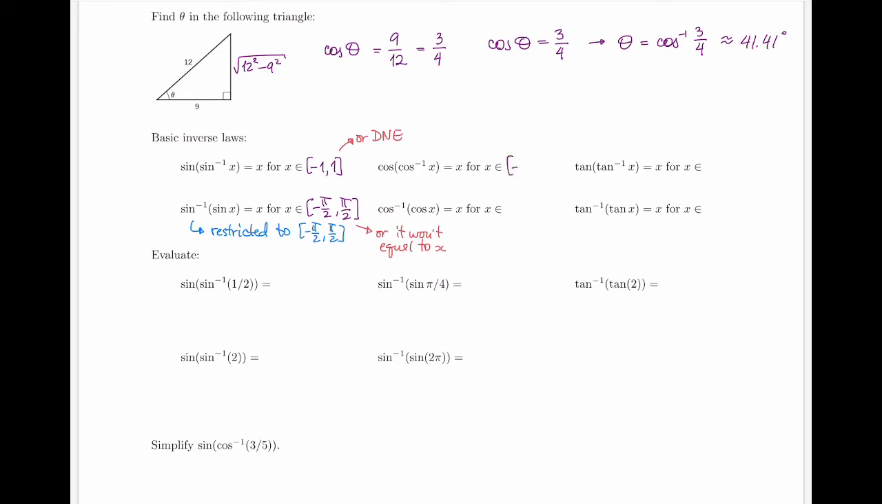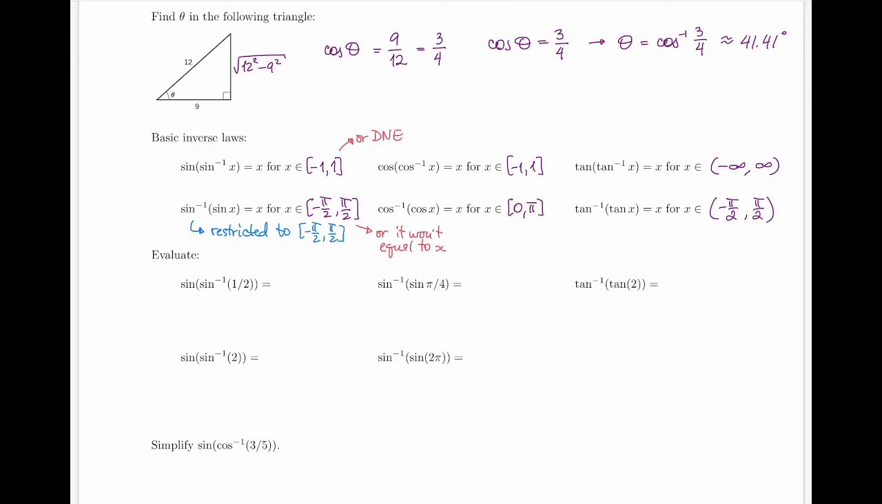So this will only be true between negative 1 and 1, or not exist otherwise. And this will be true for 0 to pi, or the angle might not be equal to x. For the tangent, we have that tan of tan inverse will always be true, whereas the restricted domain comes into place when we apply tangent first, but then have to evaluate tangent inverse. So our restricted domain there was between negative pi over 2 and pi over 2.